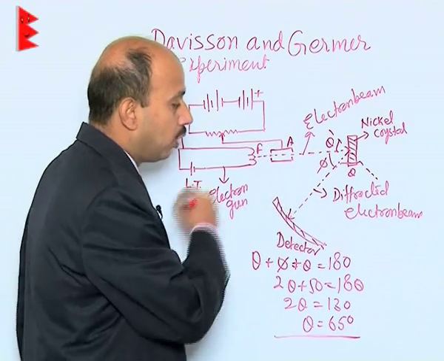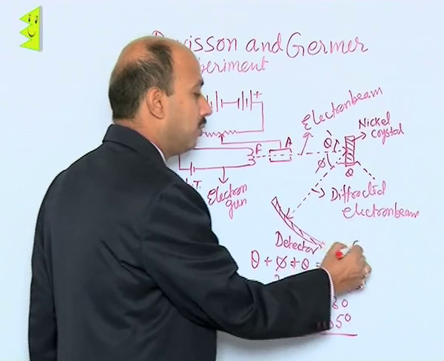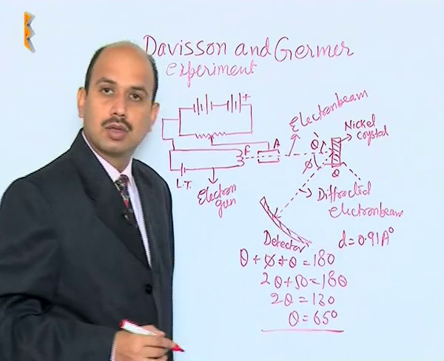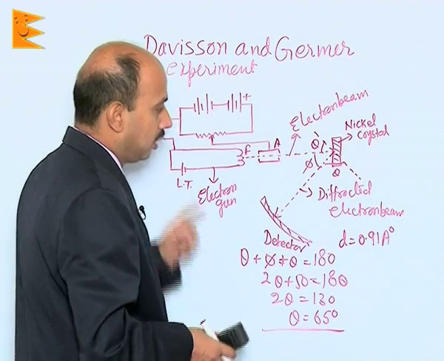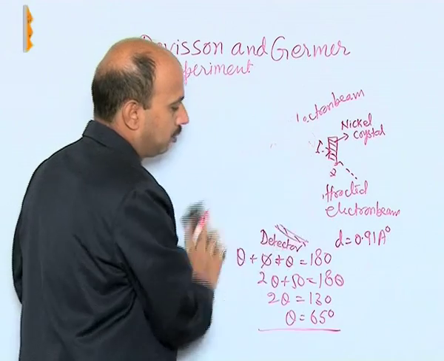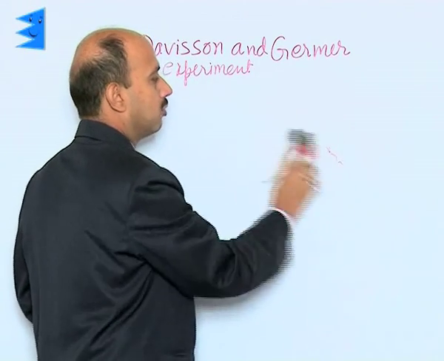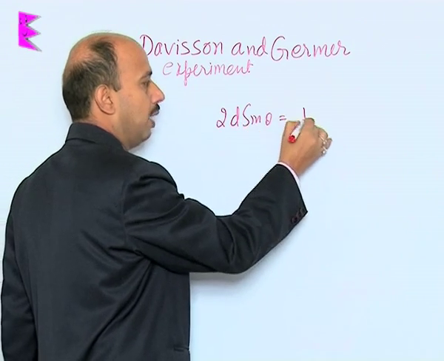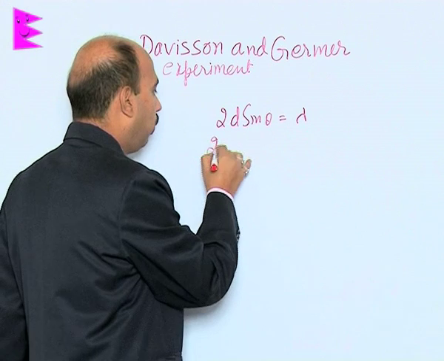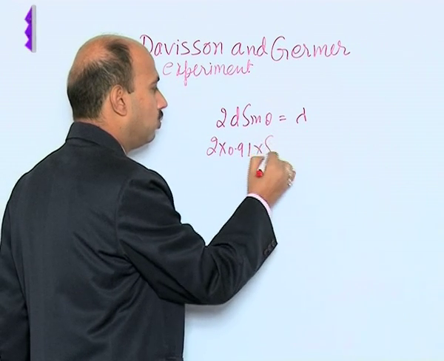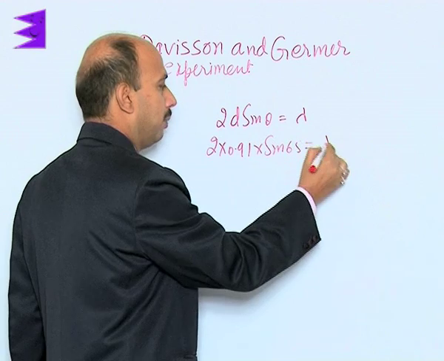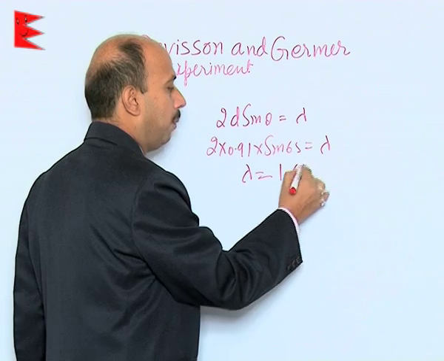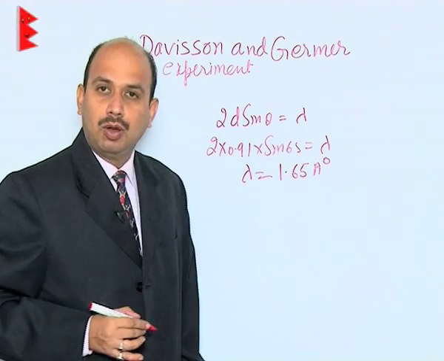Now, for the nickel crystal, the separation between the two atoms, that is d, is given to us as 0.91 angstrom. According to Bragg's law, we can write 2d sin theta is equal to lambda. Here 2 into 0.91 into sin 65 is equal to lambda, and when it is calculated, lambda comes out to be 1.65 angstrom.